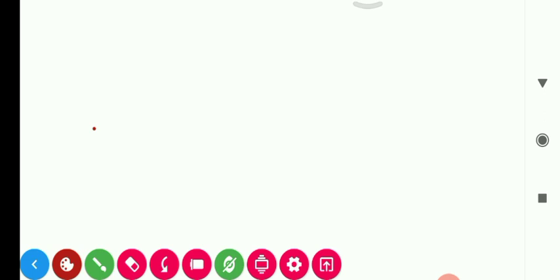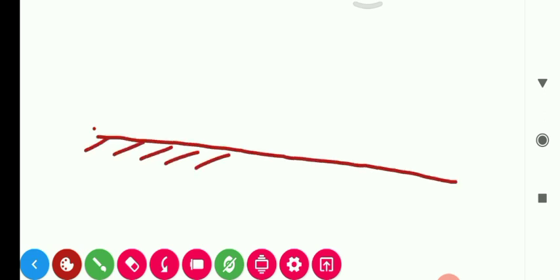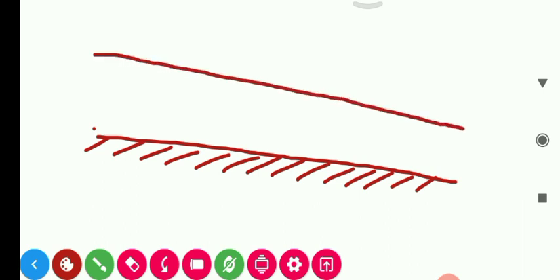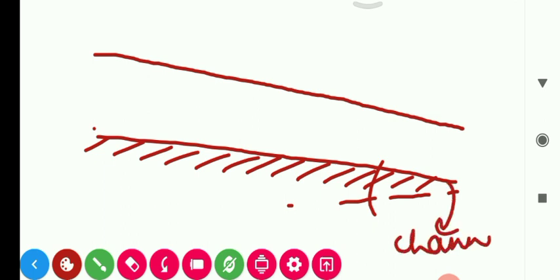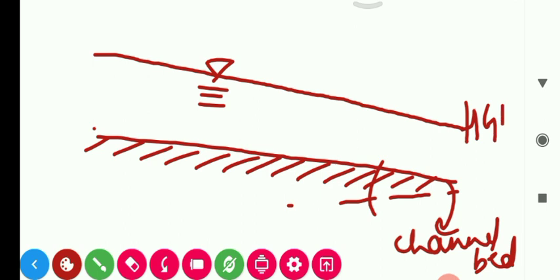Okay, so in an open channel we have a bed slope, in a bed where water is flowing. So if this is the channel bed at a certain angle, this is the channel bed, this is the water surface. Okay, so the hydraulic gradient line will lie at the water surface and the total energy line will lie above the water surface, total energy line.